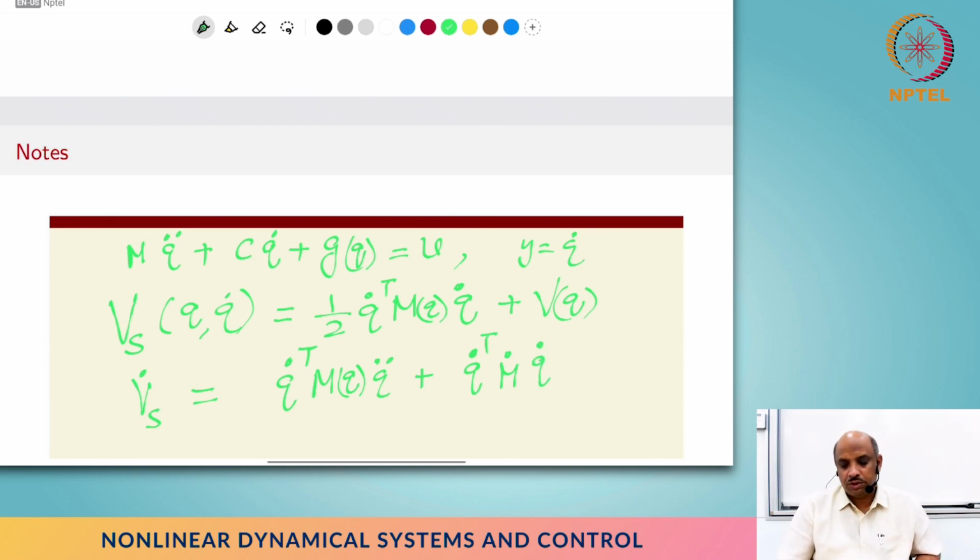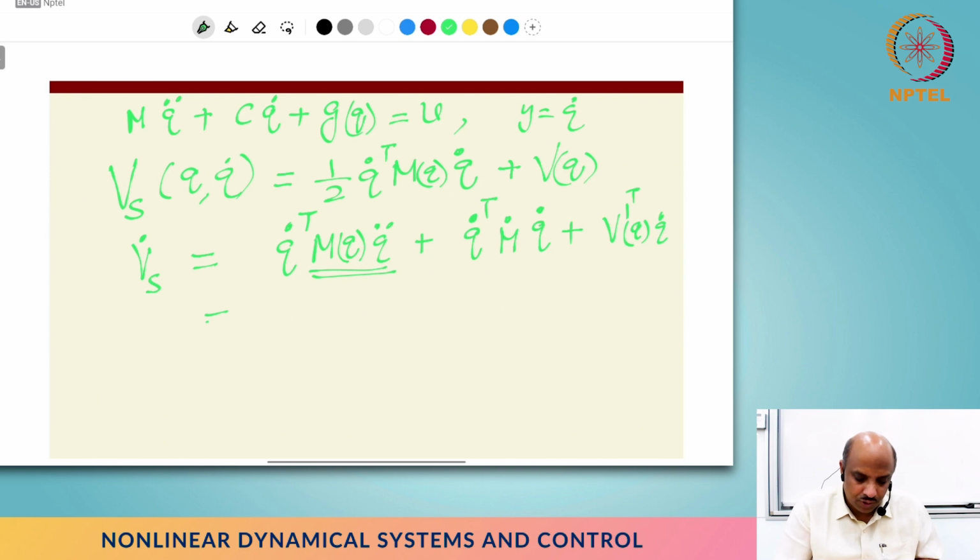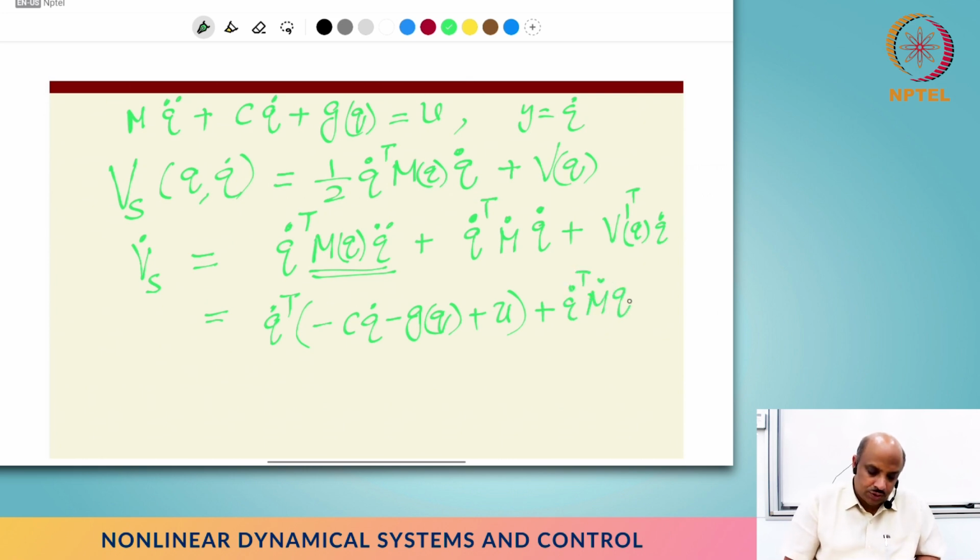Gradient of V with respect to q times the time derivative of q, which will give you q dot, right? So when I substitute for M q double dot, I'm going to get q dot transpose times minus C q dot minus g of q plus u, plus q dot transpose M dot q dot. And this, remember, is nothing but g of q, and therefore this is the transpose, q dot transpose g of q. Okay, so when I rewrite this, q dot transpose g of q will cancel with this.